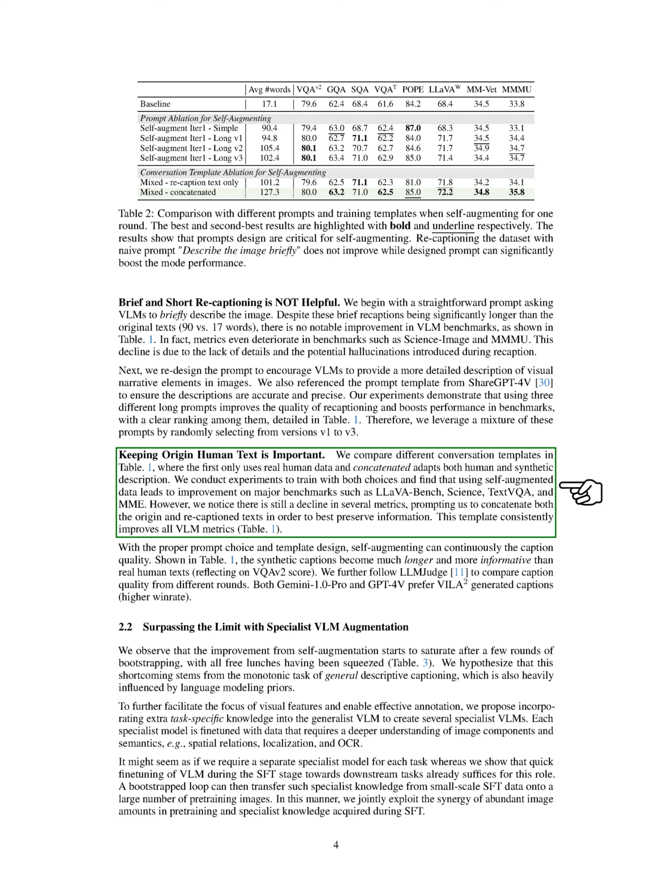With the right prompt choices and template designs, self-augmentation can continuously enhance caption quality. Our findings showed that synthetic captions became much longer and more informative than real human texts, as reflected in the VQA-V2 score. We also followed LLM Judge to compare caption quality from different rounds, finding that both Gemini 1.0 Pro and GPT-4V preferred captions generated by our method, showing a higher win rate.